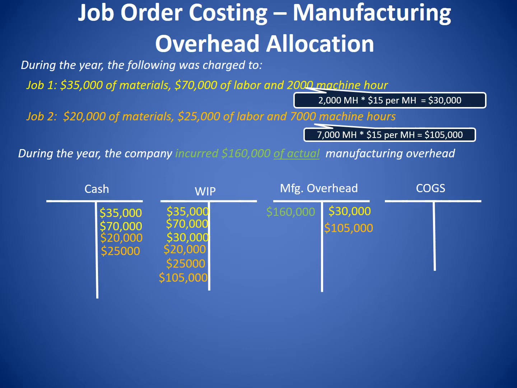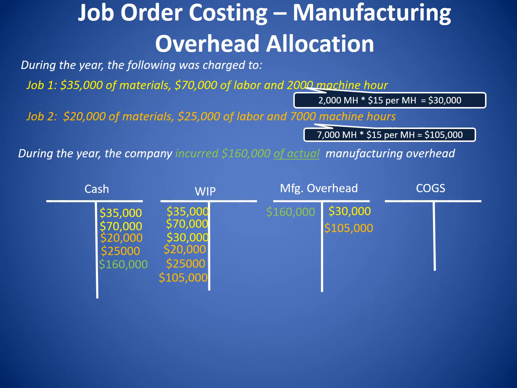During the year, assuming that these were the only 2 jobs that I incurred during the year, let's assume at the end of the year the company incurred $160,000 of actual manufacturing overhead. I'm assuming that I'm paying for that overhead right now, just like I did with materials and labor. I'm paying for it in cash, $160,000. So I'm going to debit manufacturing overhead for $160,000, which represents the actual overhead that I've incurred, and I'm going to credit cash for the amount that I've actually spent.